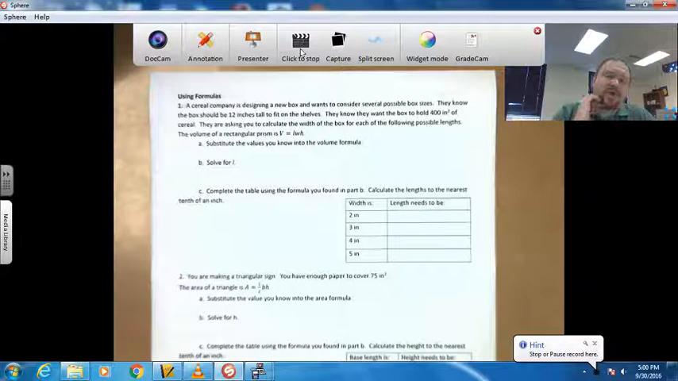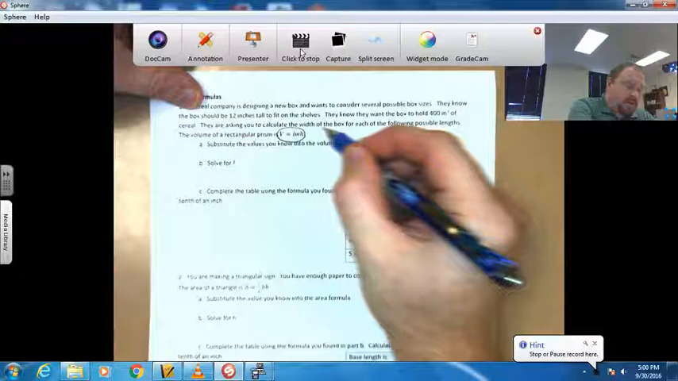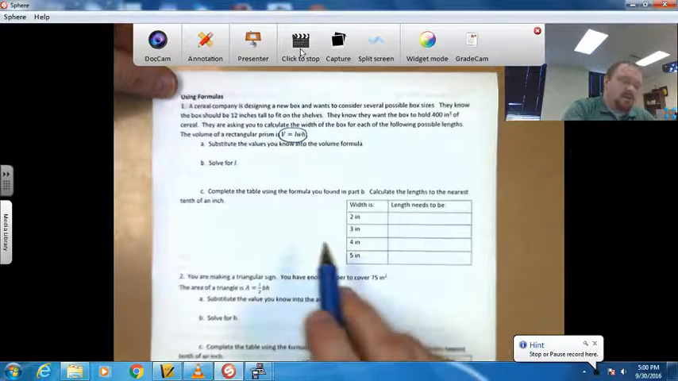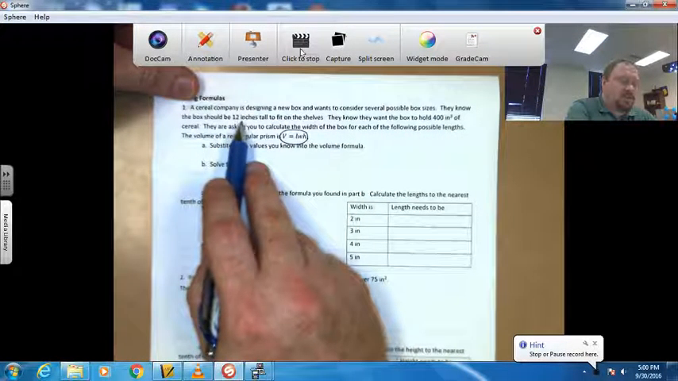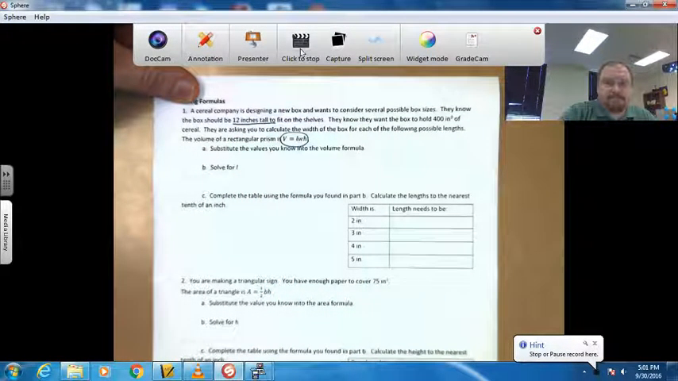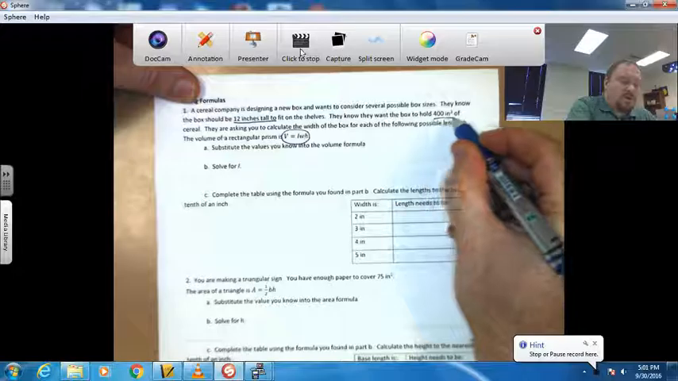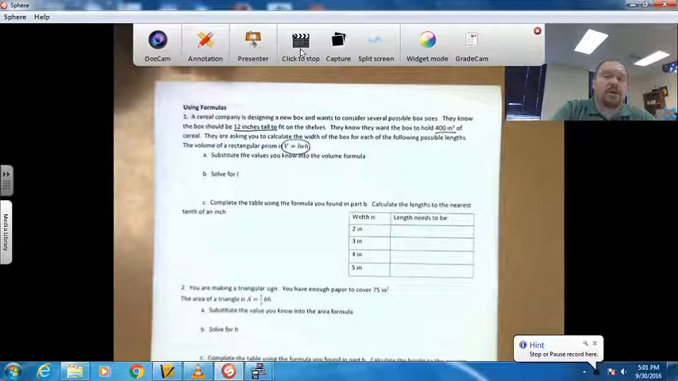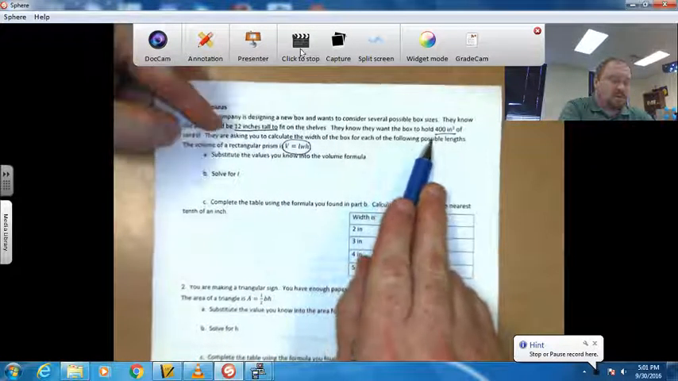In order to find the different lengths, they remind us that the formula for volume is length times width times height. So we need to go back through and look at what parts of this formula they already tell us numbers for. They say the box should be 12 inches tall to fit on the shelves. That's going to be our height. Now, the next number that they tell us is the box shall hold 400 inches cubed of cereal. That's the volume. So the first thing I'm going to do is rewrite this formula using these numbers.